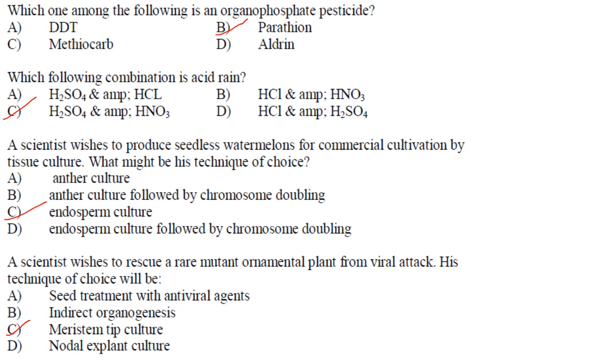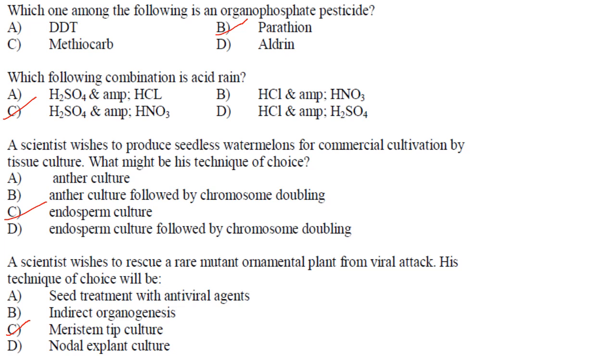A scientist wishes to produce seedless watermelons for commercial cultivation by tissue culture. What might be his technique of choice? So seedless watermelons, they are triploid. So endosperm culture is sufficient for the production of seedless watermelons by tissue culture. So answer is option C.